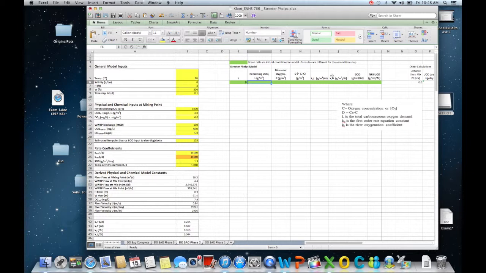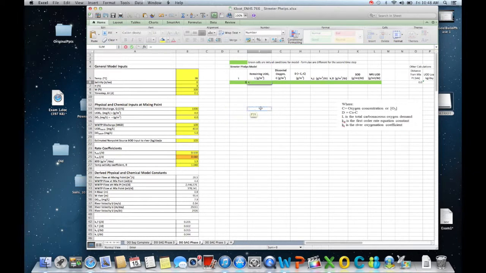So you may want to use a basis of 1 second or 1 day. It doesn't matter as long as you keep your time basis the same, because at the end of the day we're going to come out with a concentration of grams per cubic meter, which has no time dimension. So let's go ahead and do that very quickly.